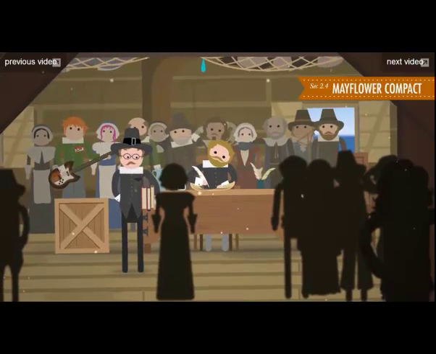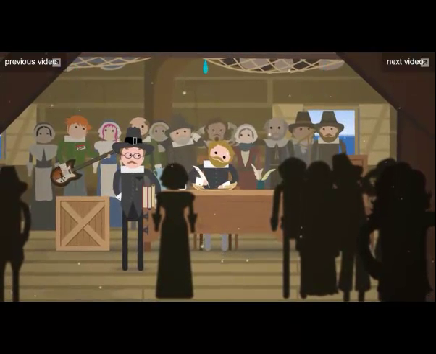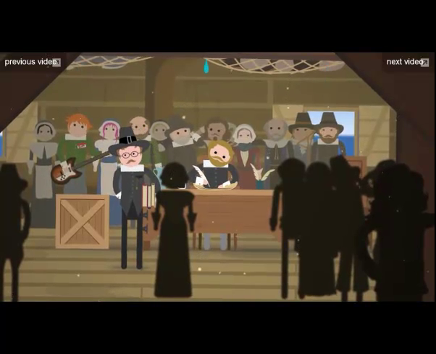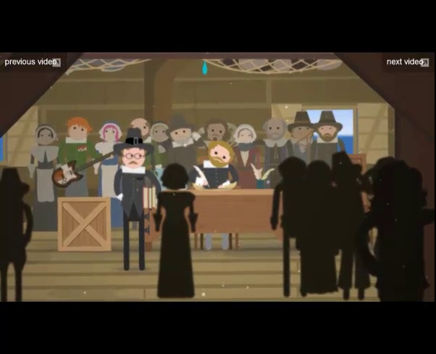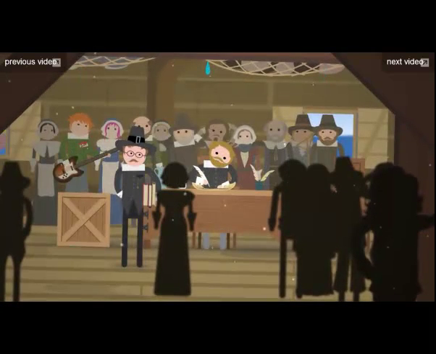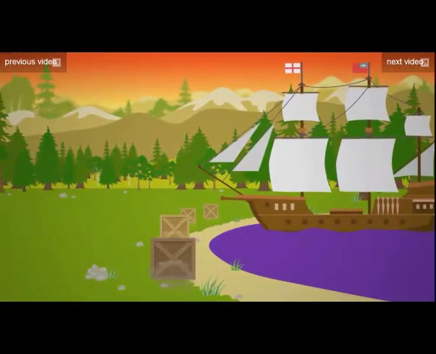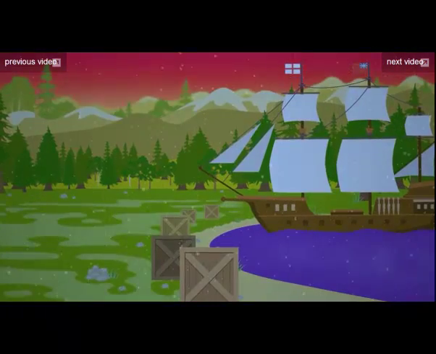While still on board their ship, the Mayflower, 41 of the 150 or so colonists wrote and signed an agreement called the Mayflower Compact, in which they all bound themselves to follow, quote, just and equal laws that their chosen representatives would write up. Since this was the first written framework for government in the U.S., it's kind of a big deal.